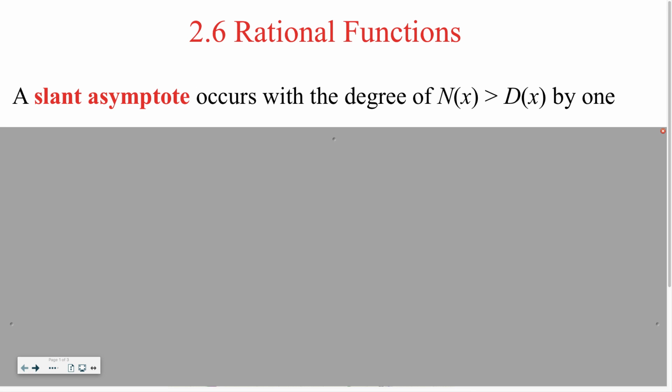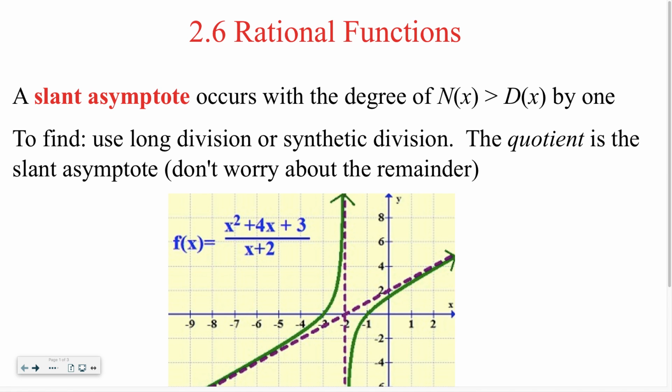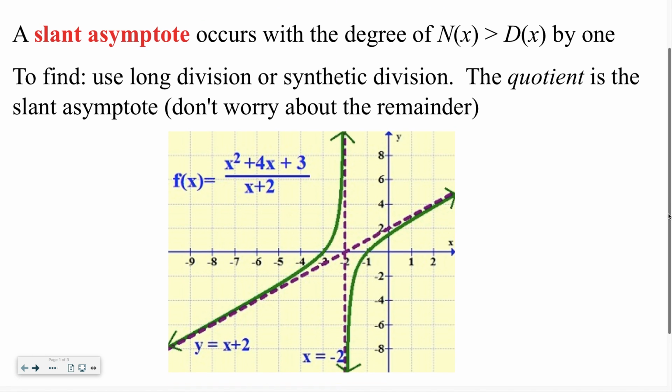Okay. In order to find these slant asymptotes, first of all, this is what it's going to look like. Oh, crazy. Instead of a horizontal asymptote, it's going to be a slant. It's going to be a line. So we're going to get this kind of funky shape going on. Okay. To find it, we are going to divide. And the quotient, without the remainder, just the quotient, is our slant asymptote. That's all we have to do.